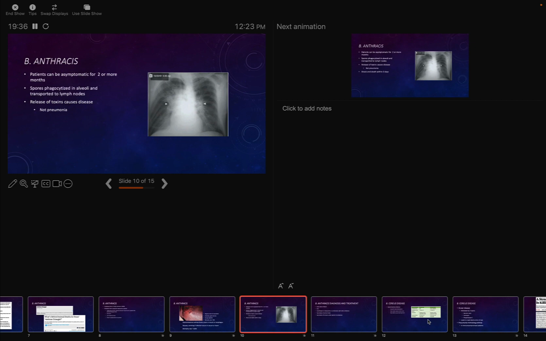So again, it's the release of toxins that causes disease. So it's not actually pneumonia. Pneumonia means the infection is causing most of the symptoms. It's actually the toxins in this case. And if left untreated, but even if treated, it can be very difficult to help your patient because it progresses so rapidly. Patients can go into shock and die within about 3 days.